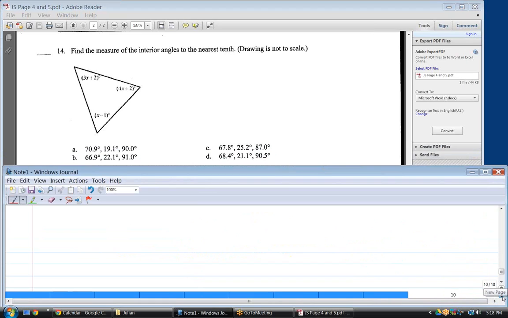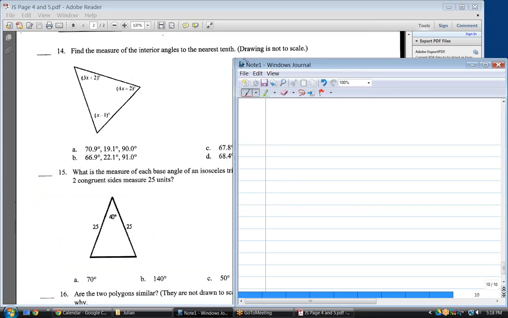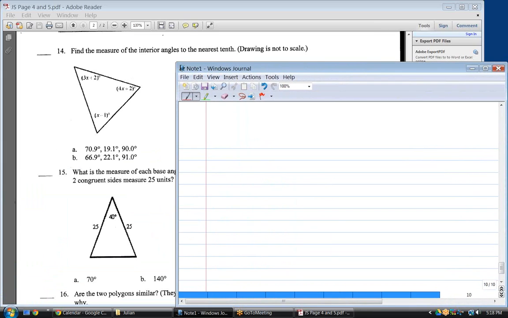Find the measure of the interior angles to the nearest tenth. How am I going to do that? You have to add all those equations together, right? Okay, so tell me what I should write as step 1. So 3x plus 2 plus 4x plus 2 plus x minus 1 equals 180.